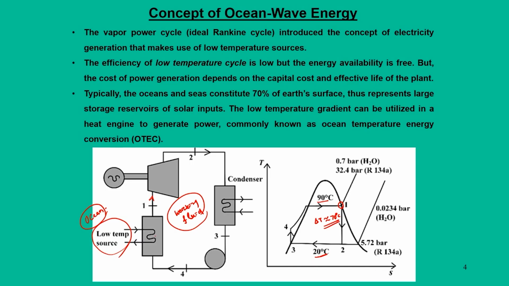So, for example, if your ocean condition is saline water, your working fluid may be ammonia. It is a low temperature refrigerant which can be used here, and this refrigerant will give you the conditions in the low temperature cycles. So, this is all about the concept behind the ocean waves.